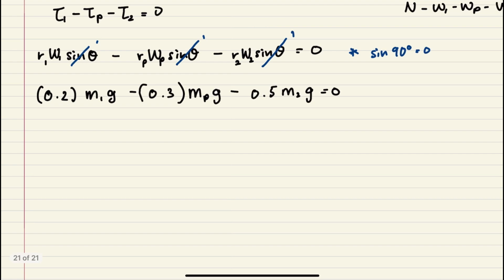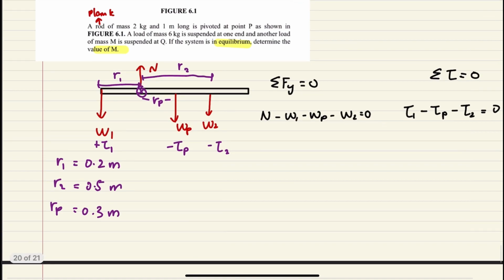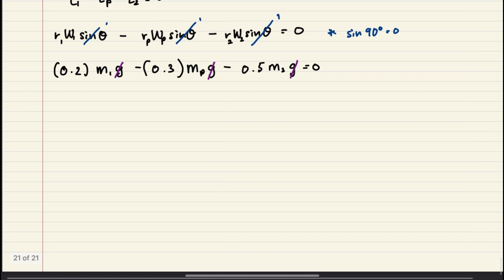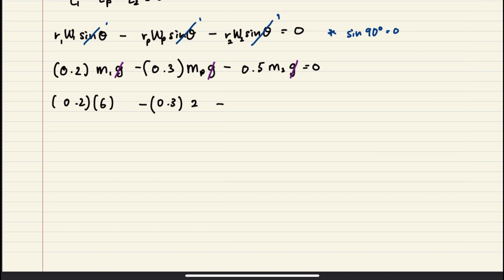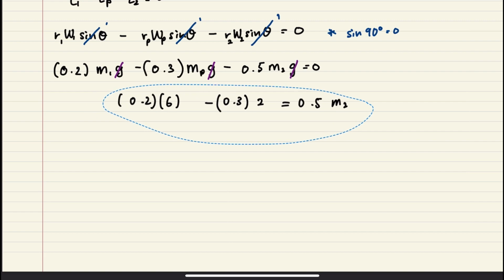Okay, so for each one of these, you have a G. You can cancel out by dividing all with G. So mass 1 is equal to 6 kilogram and 2 kilogram for P. So 6 and 2. So I can bring the last term to the right hand side, so it becomes something like this. Just bring it over here.